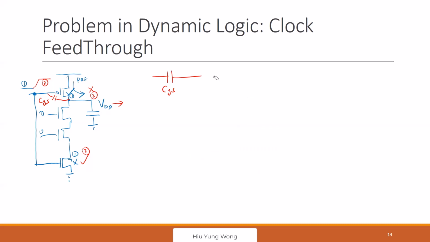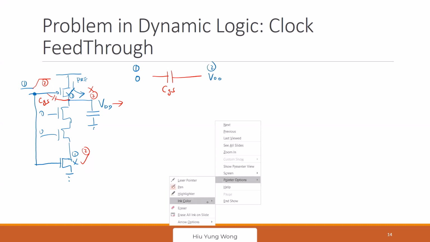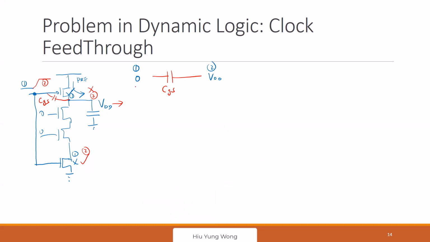Right. It was 0 at 1, and then becomes VDD at 2, right? This is floating, it is floating. So this becomes, oh no, this is also 1. Then this one becomes VDD. What happened to this one? Can someone tell me? What happened to this one?